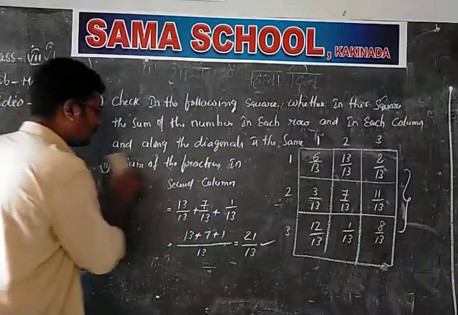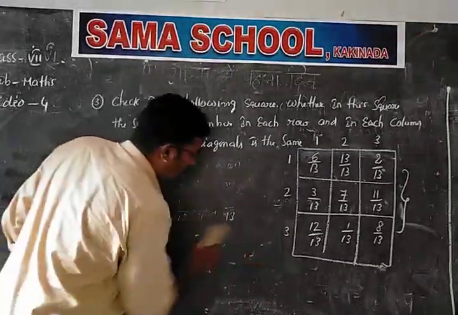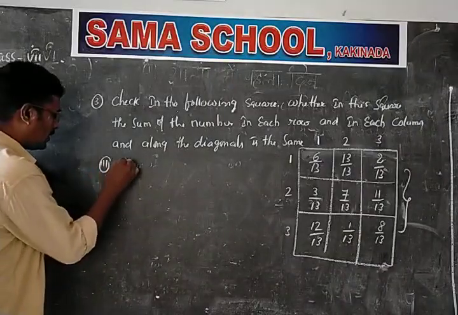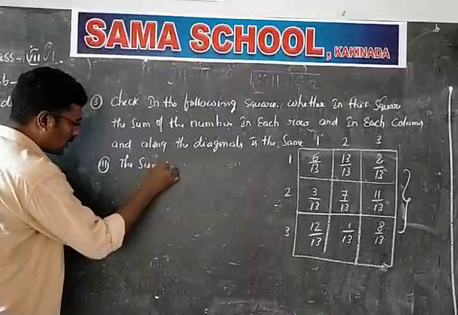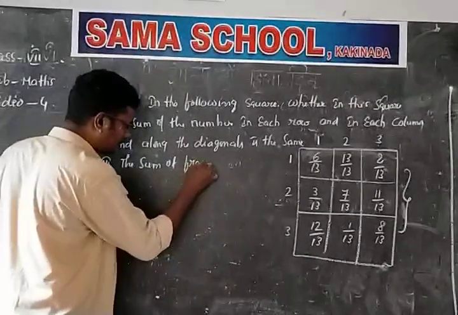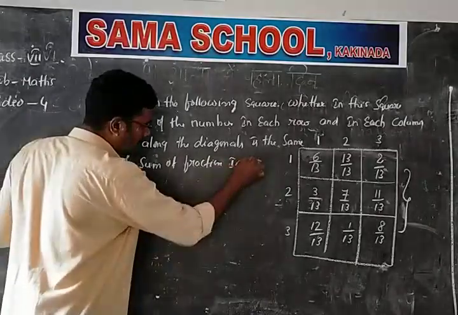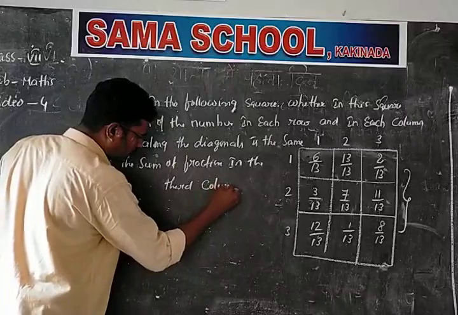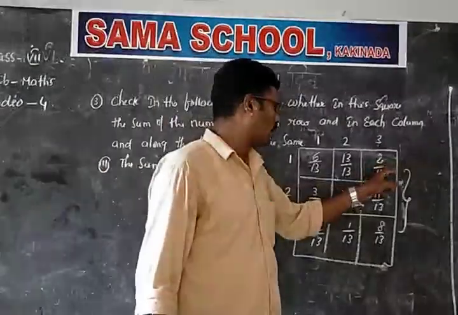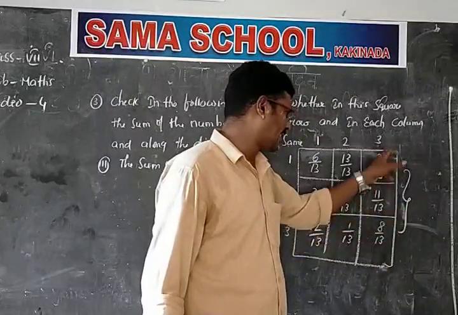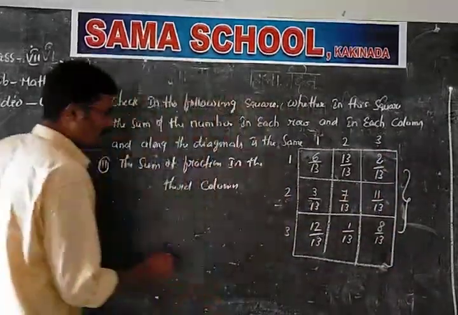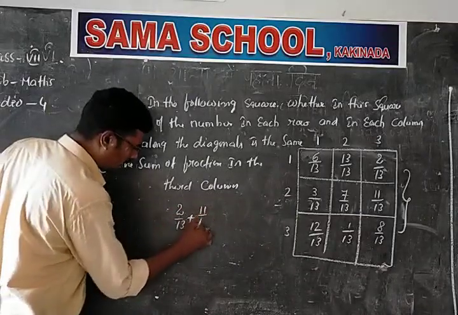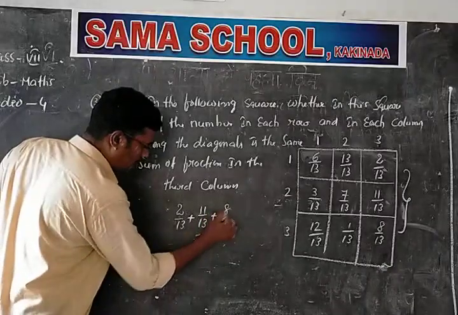Now the third one. Let's talk about the third column. The sum of the fractions in the third column. Third column: 2 by 13, 11 by 13, 8 by 13 are the given fractions. These are like fractions. The sum is 2 by 13 plus 11 by 13 plus 8 by 13.